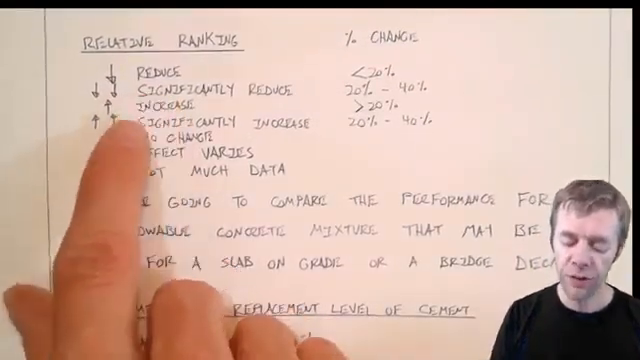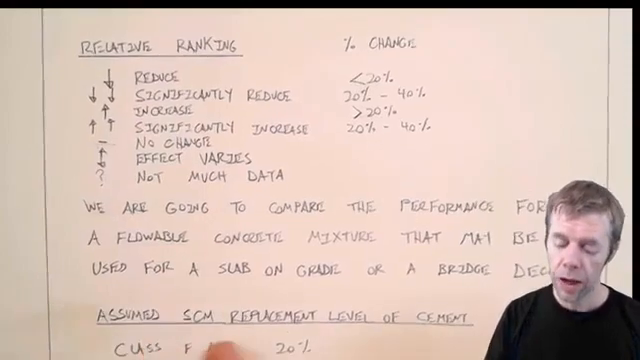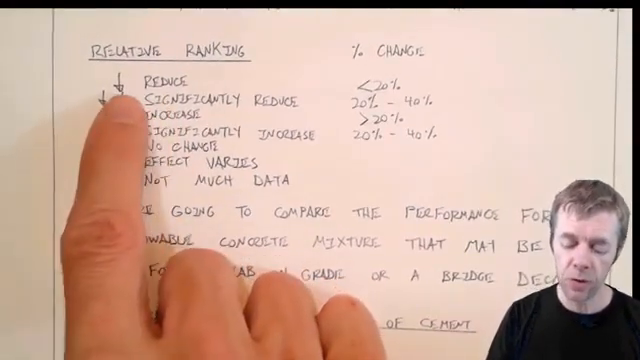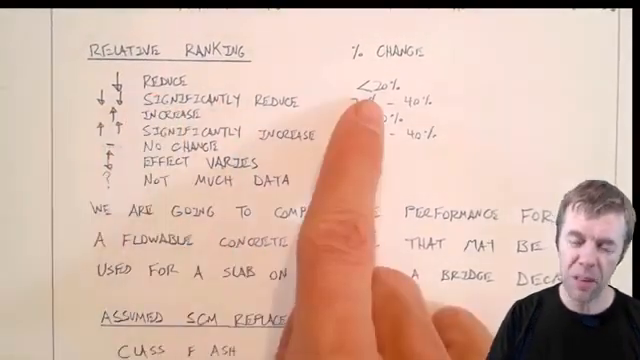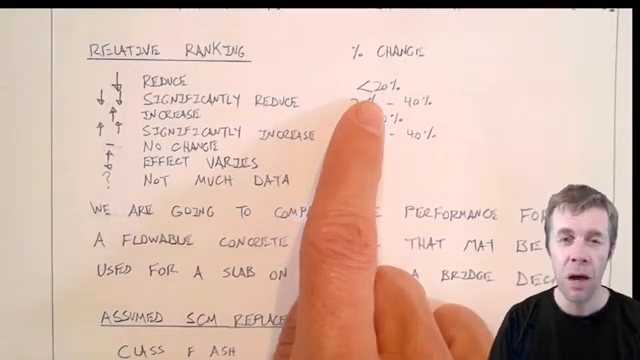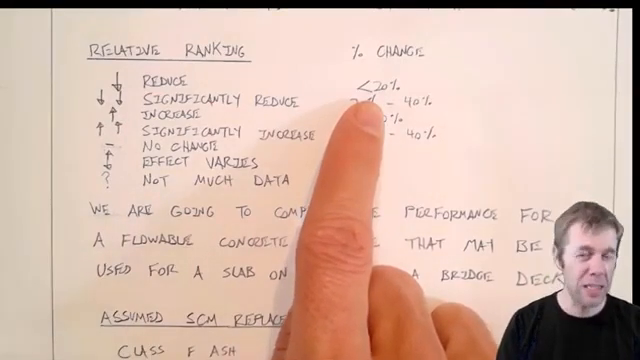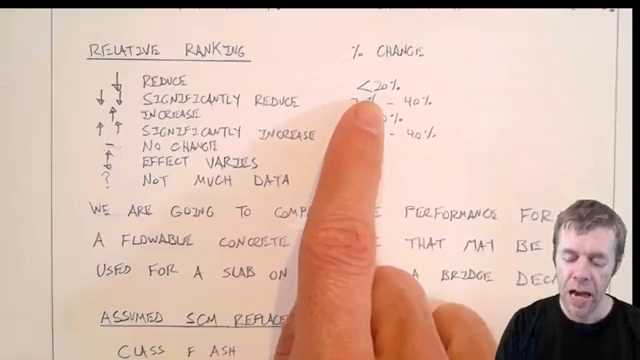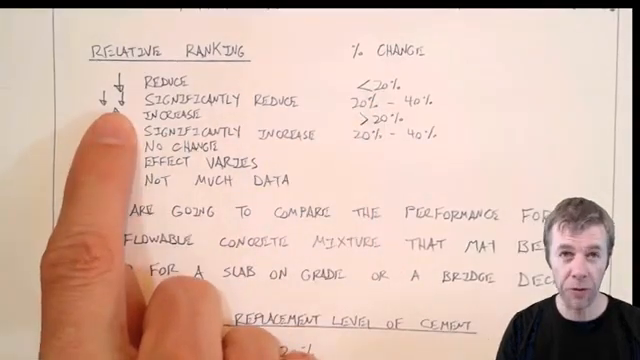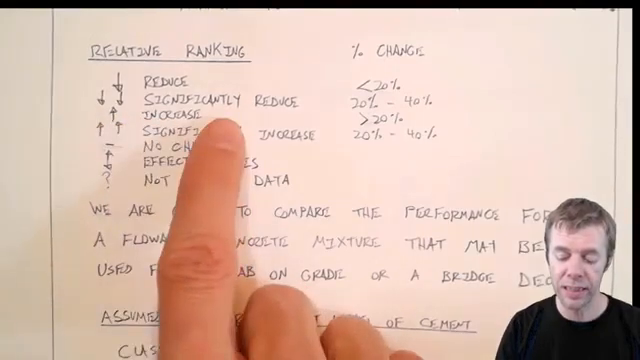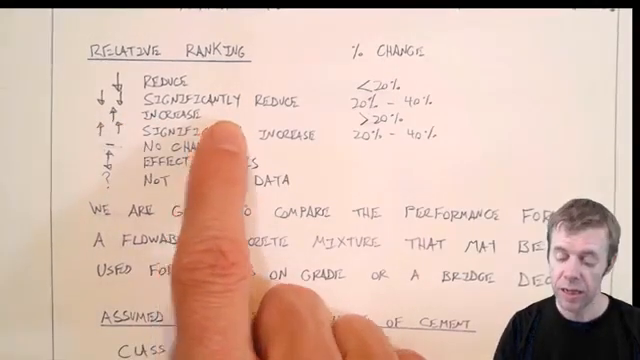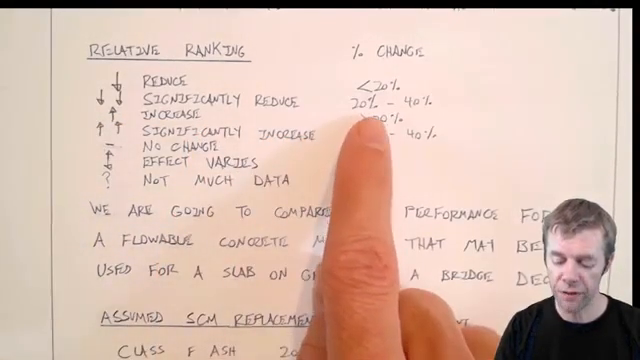I'm going to use a relative ranking, okay? And I'm going to say when something goes down, it reduces it by less than 20%. Maybe not 20%, but not more than 20%. And if I give something a double down, 2 arrows down, that means it's going to significantly reduce it, between 20 and 40%.